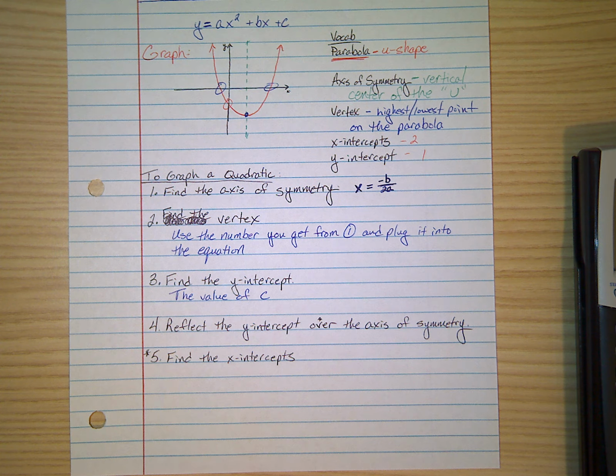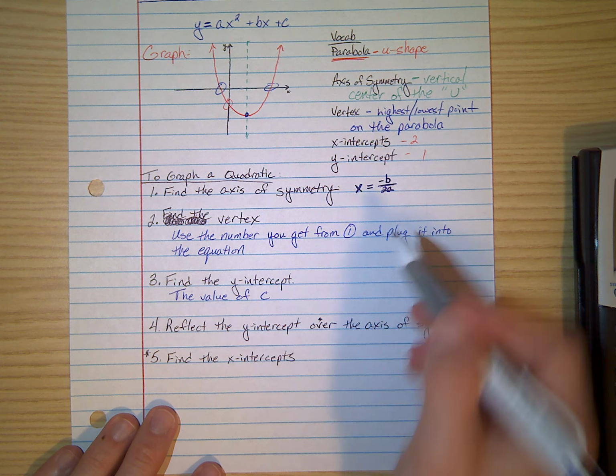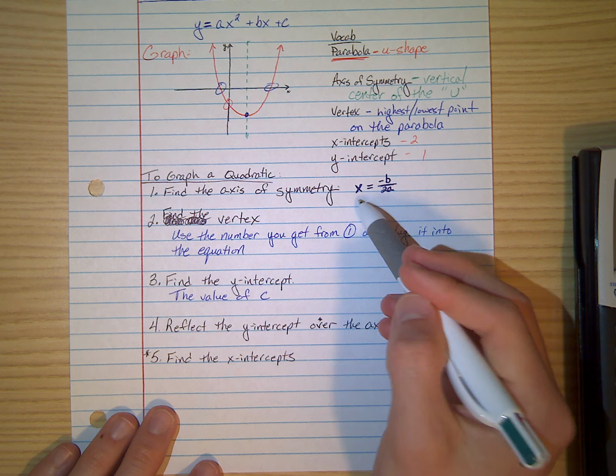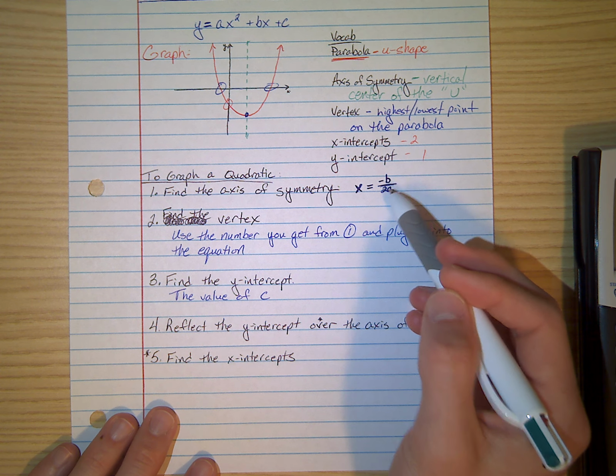As I mentioned, there are going to be 5 steps to graphing a quadratic. We're going to ignore the 5th step right now. The first step is to find the axis of symmetry. Now, in order for us to do that, there's a little formula that we use. X is equal to negative b over 2a.